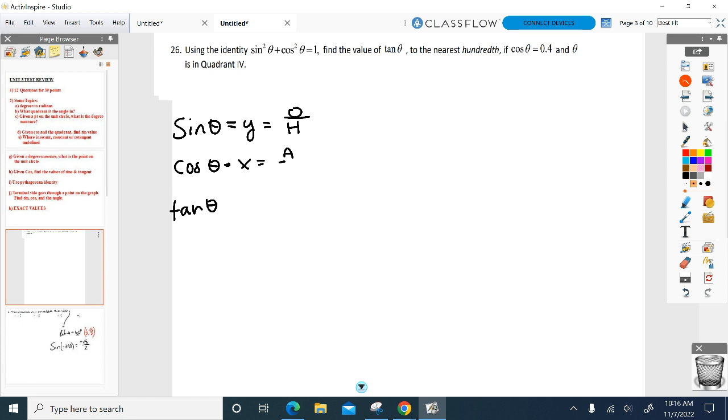Adjacent over hypotenuse. You guys are scaring me. And then how do you find tangent? Y over X, or opposite over adjacent. And I'm going to add in one more here, specifically for this problem. What does the Y value correspond to? So it could be sine over cosine. Yep. Specifically for this problem here.